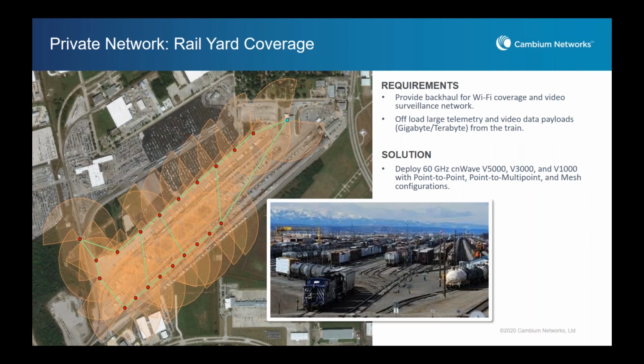On the industrial side, here's an example of a deployment in a rail yard where they placed distribution nodes down each side of the track or the rail yard, and they're using this to provide video surveillance, process automation, telemetry, and lots of capacity across this entire rail yard. And you can see the rings and mesh being formed by providing these links across the yard.